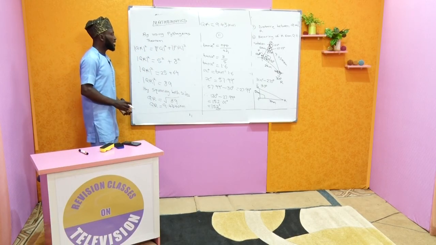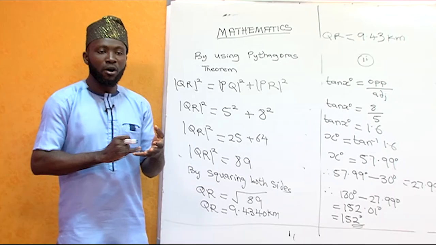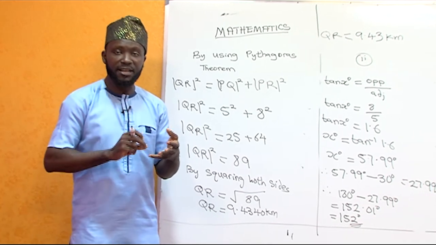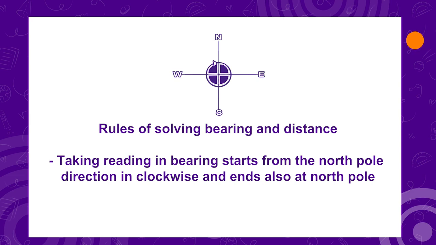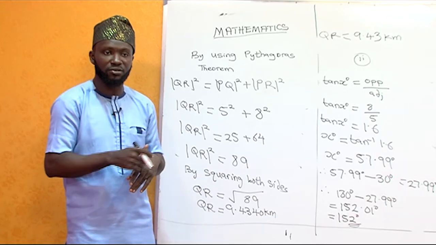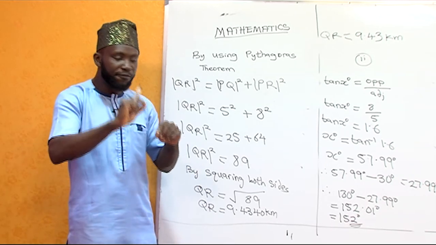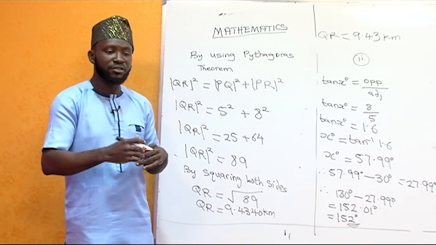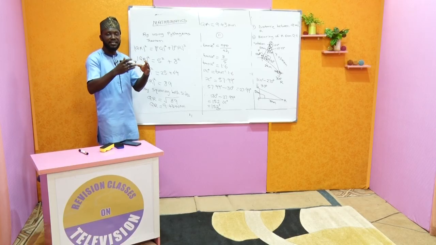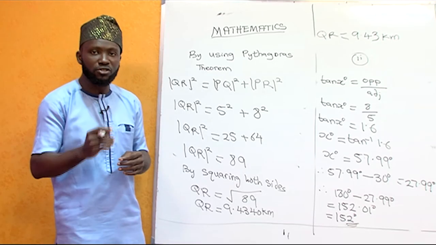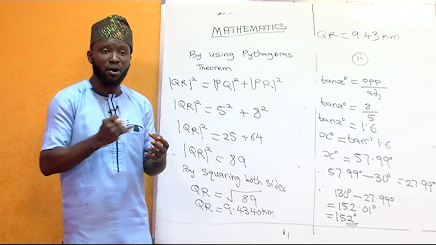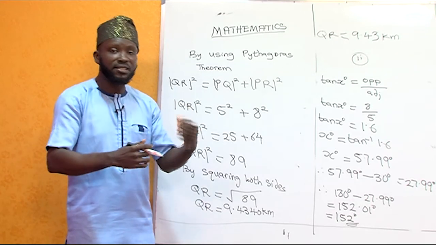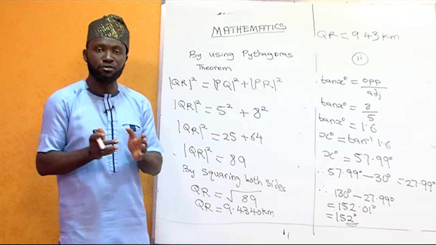So like I said earlier, I told you that whenever you want to solve anything that is related to bearing, always remember to take these three key points. The first one, make sure that you are taking your measurement from the North Pole in a clockwise direction, and it always ends at what? At the North Pole. You can never take it from an anti-clockwise direction. Always remember that all angles getting from bearing or from the cardinal points add up to 360 degrees. And any question that you want to solve under bearing, it always ends up giving a diagram that is related to triangles. And also, I said, try as much as possible to know more about sine and cosine rules, because there are some questions that will involve using sine rules and cosine rules.